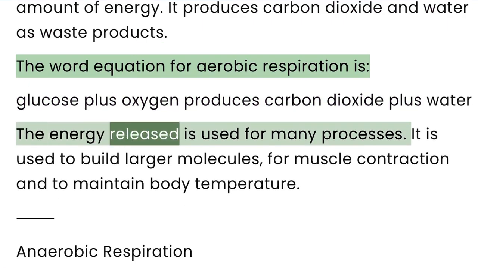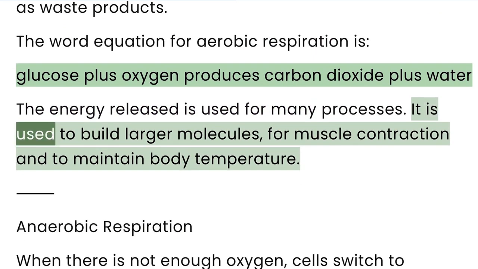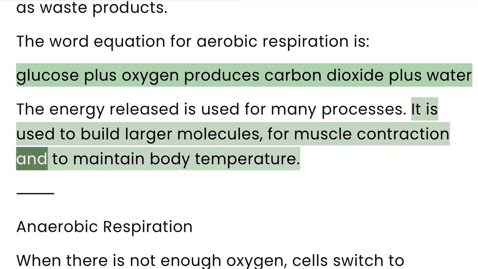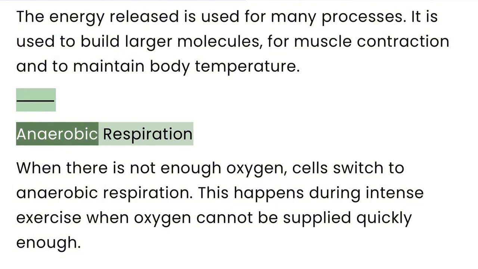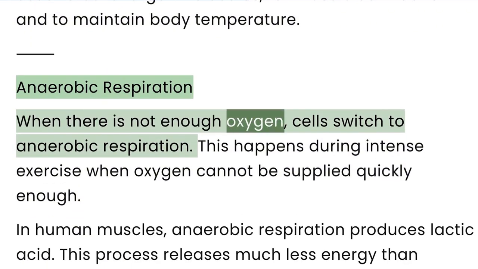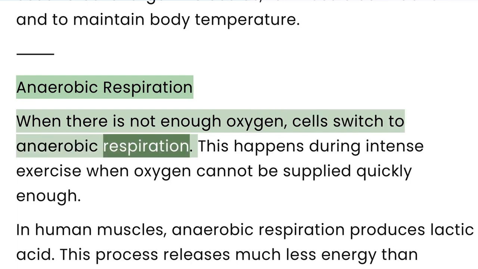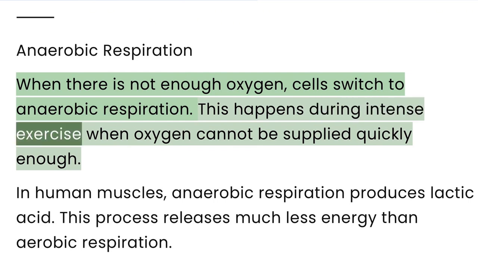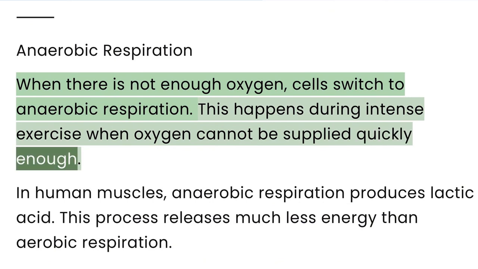The energy released is used for many processes. It is used to build larger molecules, for muscle contraction, and to maintain body temperature. Anaerobic respiration. When there is not enough oxygen, cells switch to anaerobic respiration. This happens during intense exercise, when oxygen cannot be supplied quickly enough.